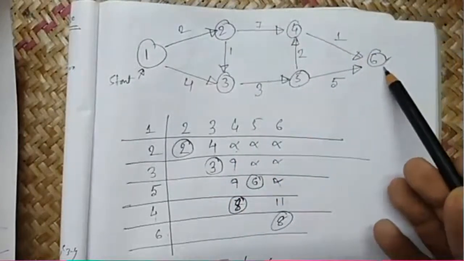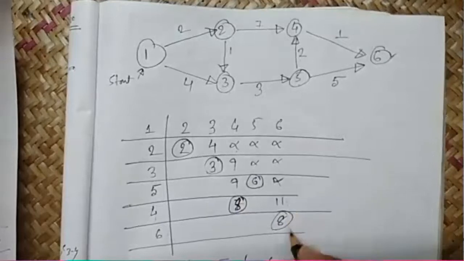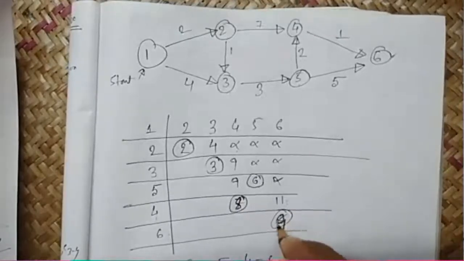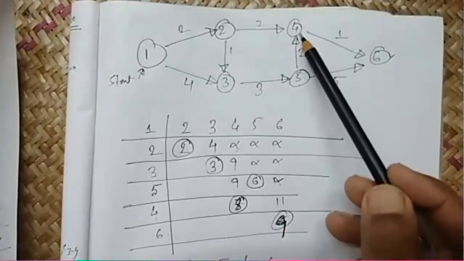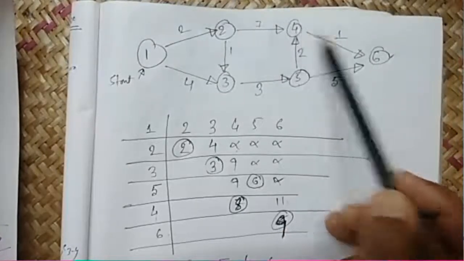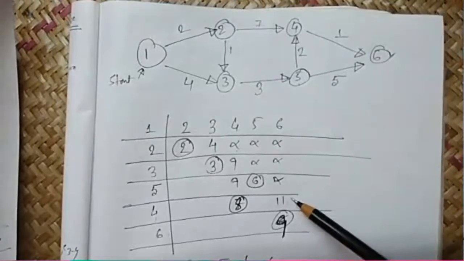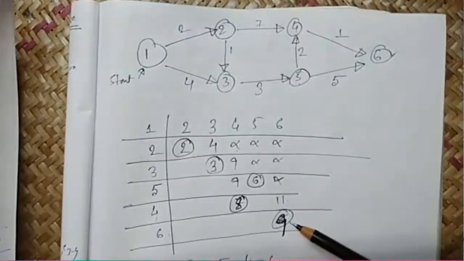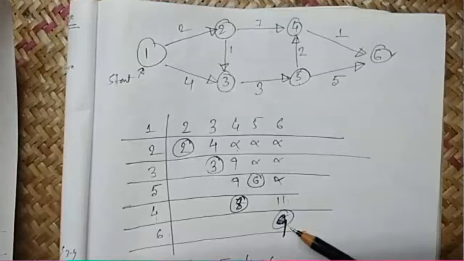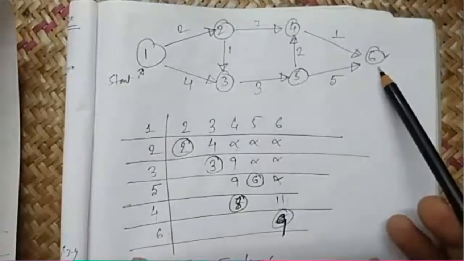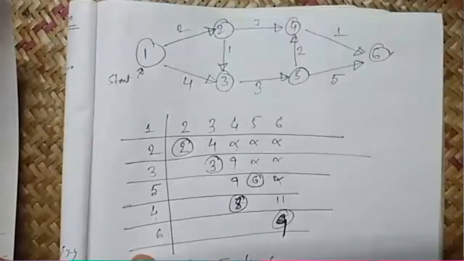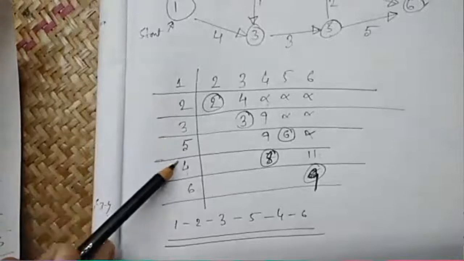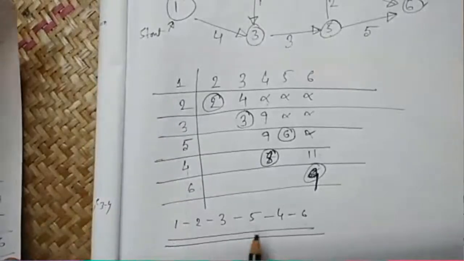Previously to reach here it took 11, but now it is 9. So 6 plus 2, 8, 8 plus 1, this is 9. Previously it was 11, now it is 9. So we will connect 6 from 4 only. That's why we take 6 at the end. So the path is 1, 2, 3, 5, 4, 6.